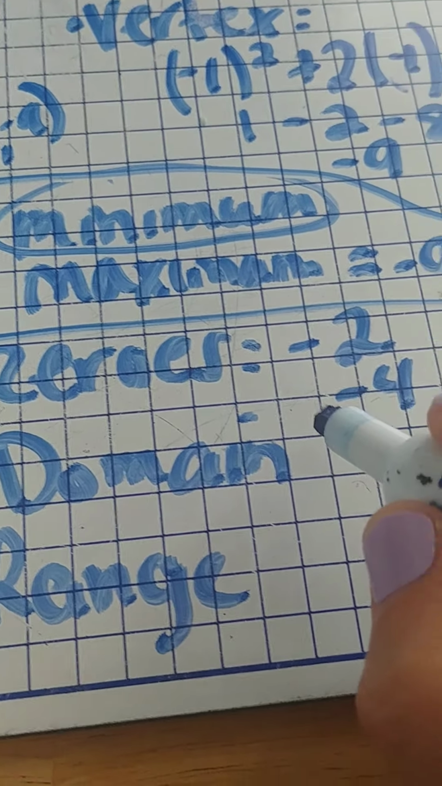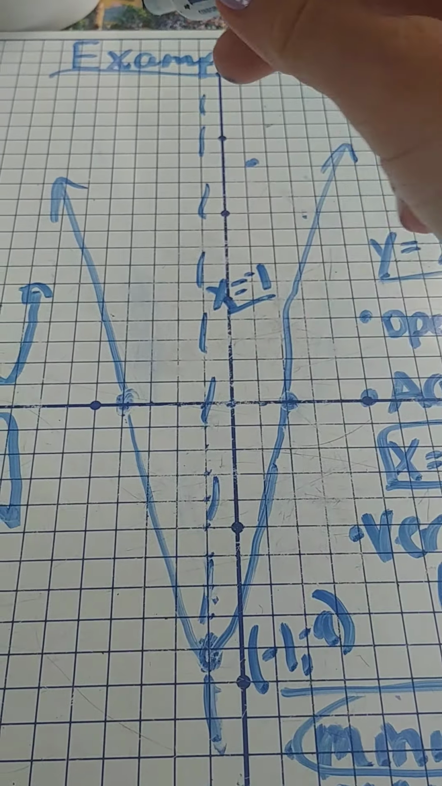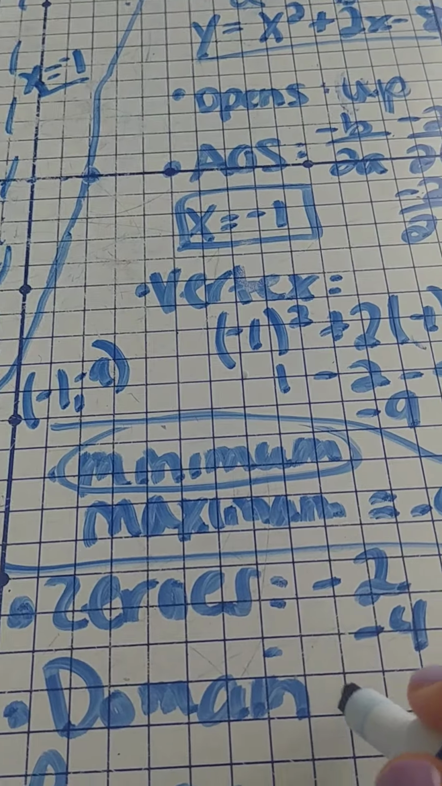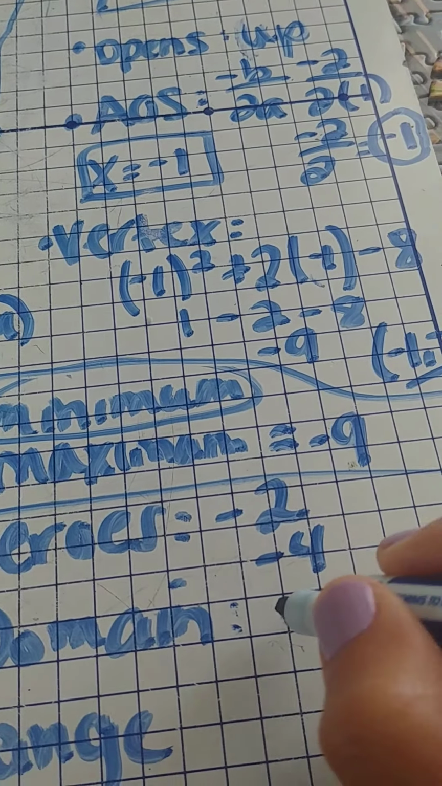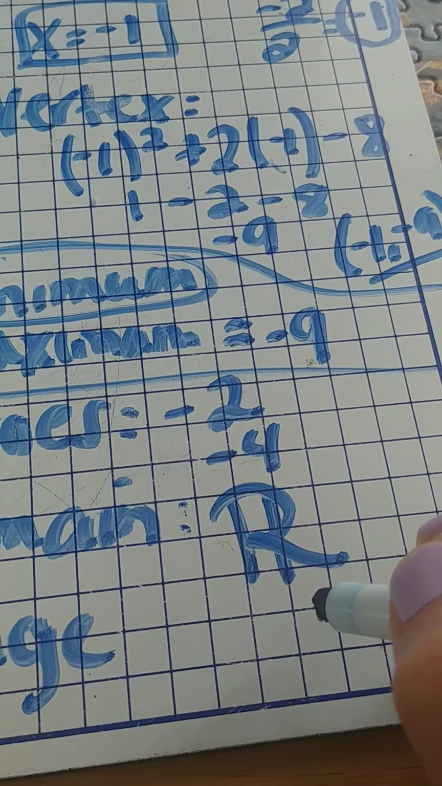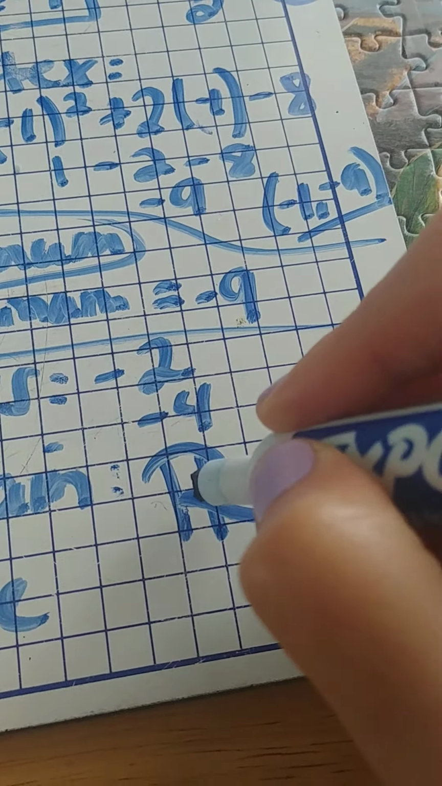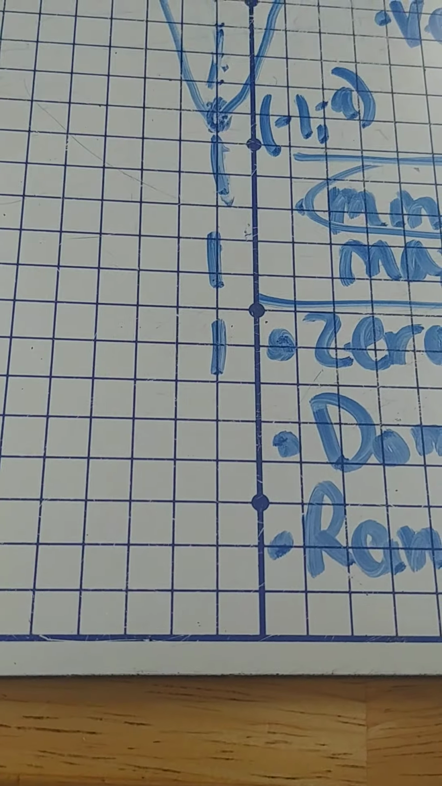Domain. So domain, we know, is always all real numbers. And I don't feel like writing all real numbers, so I'm going to use that special fancy R to write my all real numbers. So it's just an R with an extra little line down. Okay, and then I'm going to go to range.